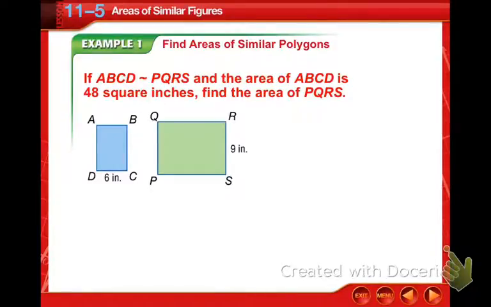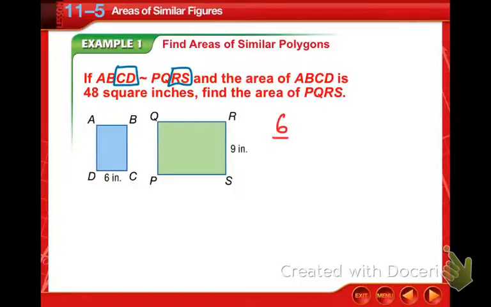So we know we have these 2 sides, right? And they're similar because C and D and R and S, if you look in the names, are in the same spot. So C and D, R and S. So the 2 sides we are given are the sides that are similar.